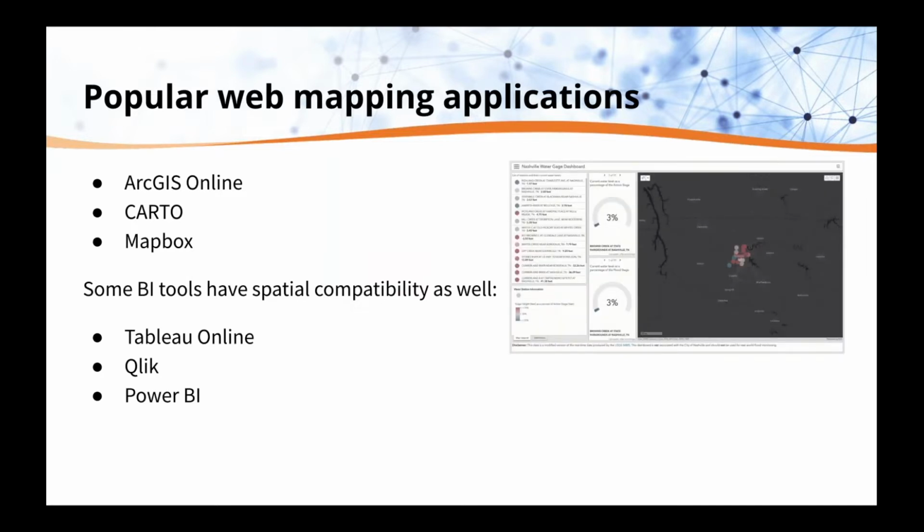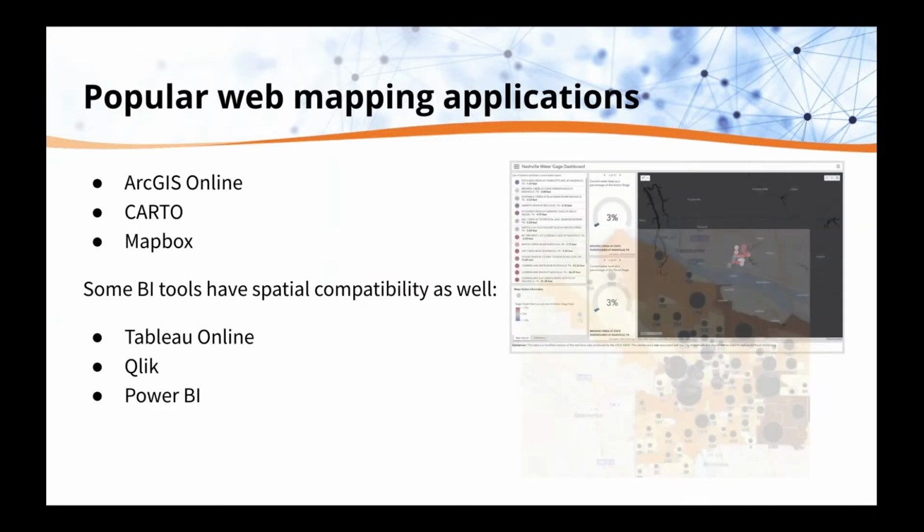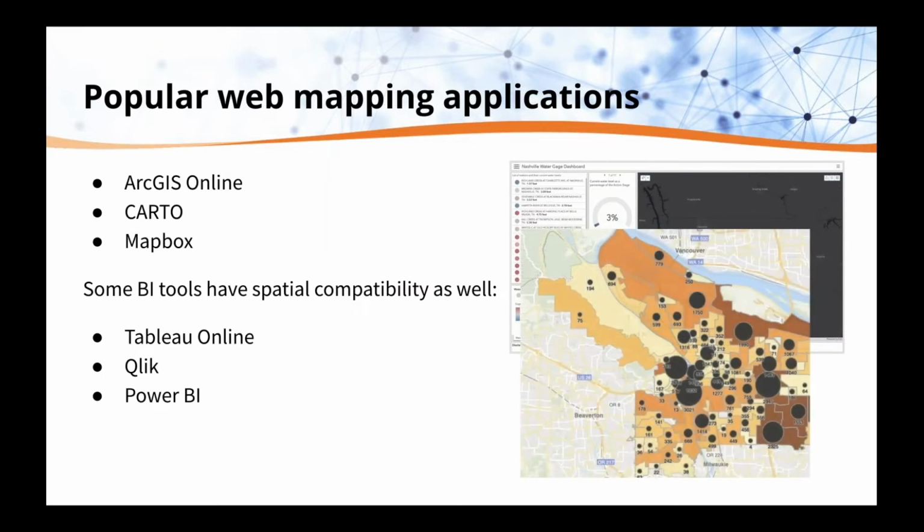As well, I thought it'd be important to talk about if you have a BI tool, they might have some spatial compatibility as well. So the ones I can think of are Tableau Online, Qlik, and Power BI. I have an example here from Qlik. This was created for a BI webinar we did a few years ago that Nathan hosted. And its example, I believe this is crime data on a map. So it is a way to visualize your data in a web mapping platform.